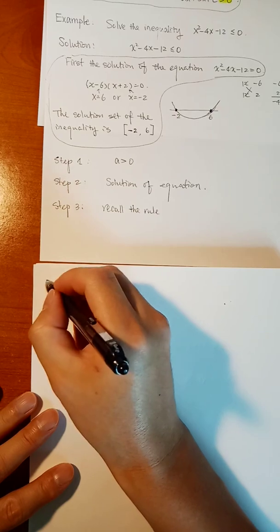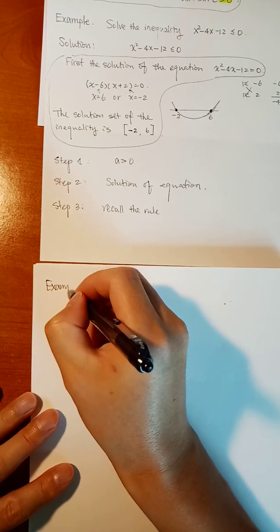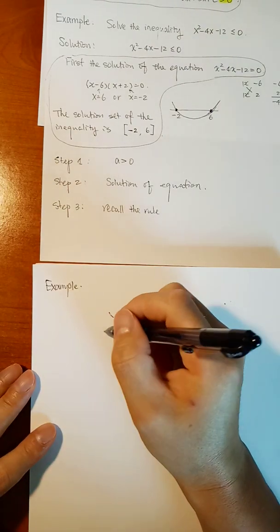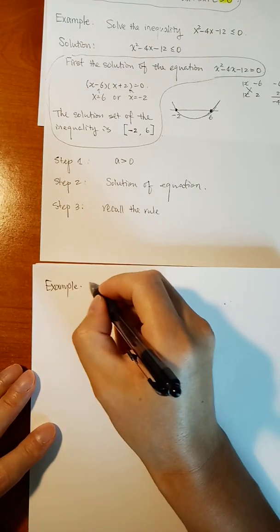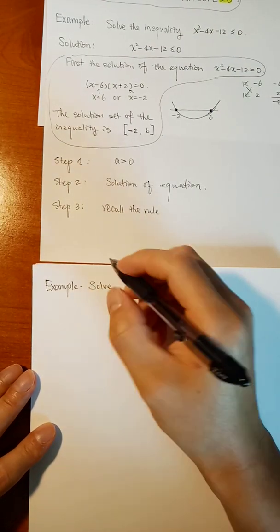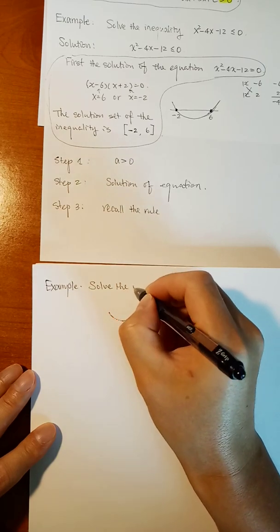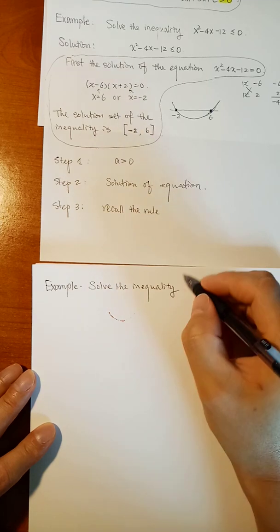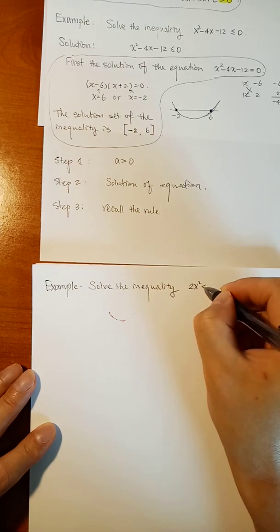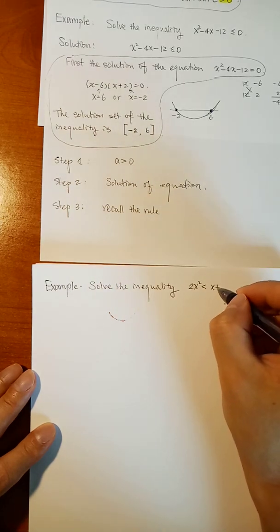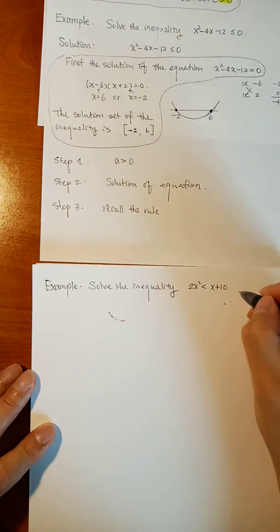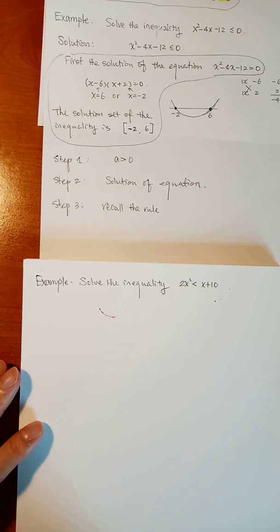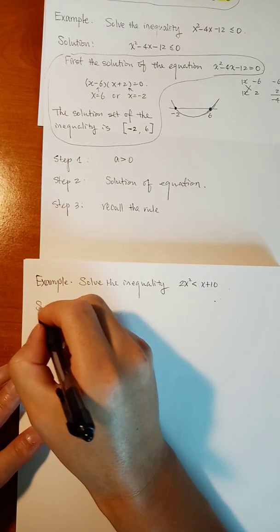Okay, now let's see the next example. We'll have a lot of examples today. Let's see another example. Solve the inequality 2x squared less than x plus 10. Okay, 2x squared less than x plus 10, solution.